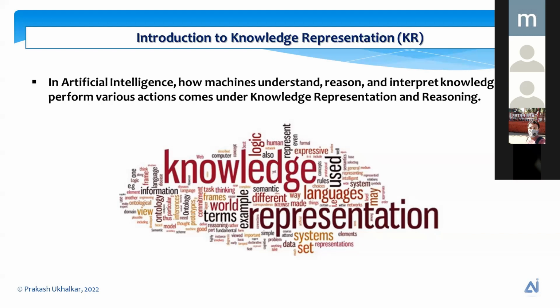So this KR, or KRR sometimes, is responsible for representing information about the real world so that a computer can understand and utilize the knowledge, human knowledge basically, to solve complex real world problems. Now, what complex real world problem? Many things are around us. You want to automate everything, right? You need to have medical diagnosis, automated medical diagnosis, right?